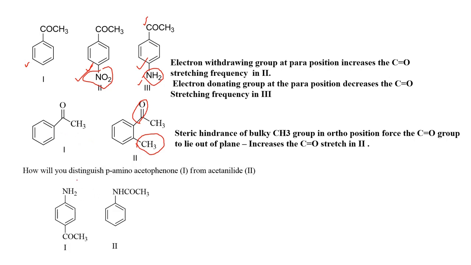Then see these molecules. How do you distinguish para-aminoacetophenone from acetanilide? See this molecule, para-aminoacetophenone: this amino group will give a strong doublet, or two peaks, between 3200 and 3400 cm^-1. But in this case, acetanilide, the NH group gives only a single multiplet in this region. Okay, that is how this can be distinguished.